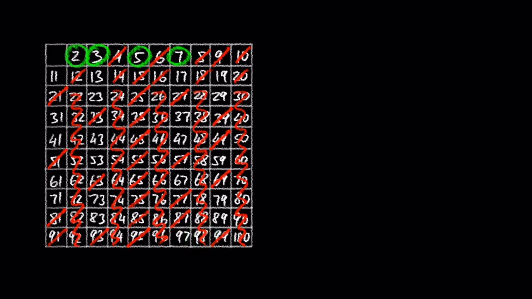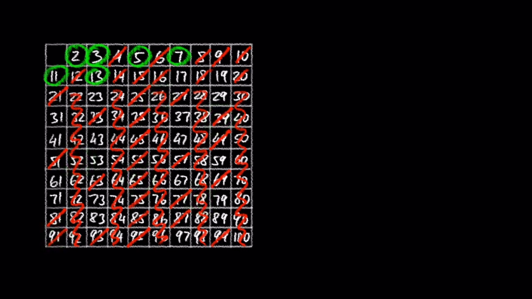The next number which is not crossed out is 11. So 11 has to be prime. So let's see. 22 is crossed out, 33, 44, 55, 66, 77, 88 and 99. Let's look at the next number, which is 13. So 13 has to be prime. 26 is crossed out, 39 is crossed out, 52 is crossed out, 65 is crossed out, 78 is crossed out, and 91 is crossed out.